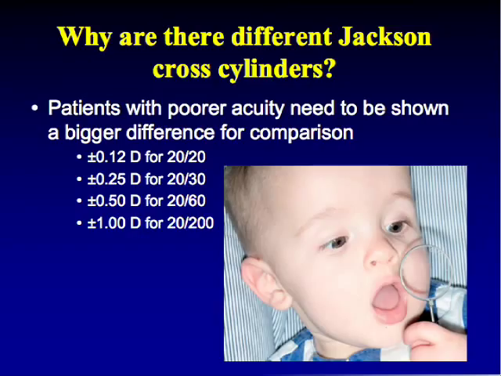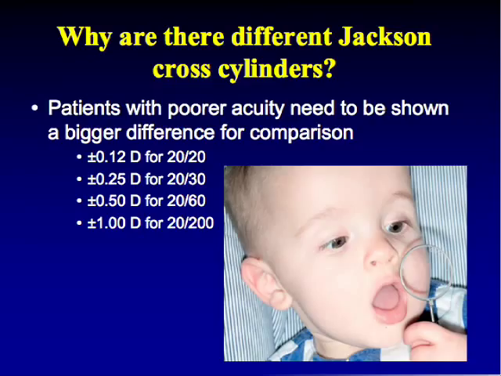Why are there different Jackson cross cylinders? There's only one on the phoropter, but if you look around in the drawers of the office, you'll see something that looks like this. It's not a spoon. It's a Jackson cross cylinder, and there are different powers up to plus and minus 1. The reason is that the poorer the visual acuity, the more difficult it would be for the patient to say which is better, 1 or 2. And of course, the end point of Jackson cross cylinder is when they say they're the same.